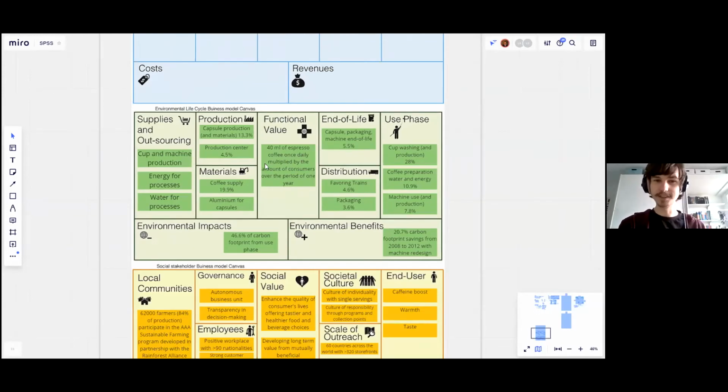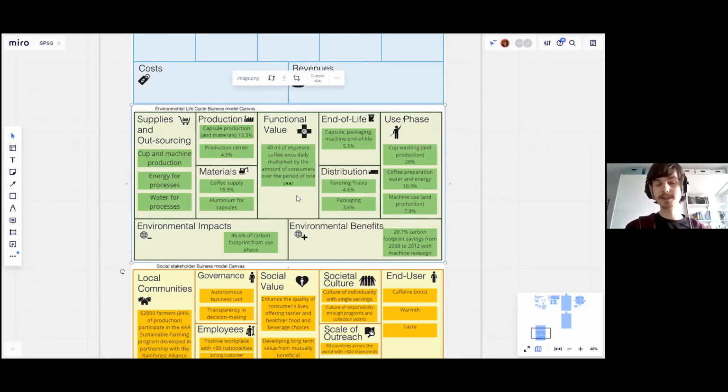So at the center of this layer is the functional value, which is similar to a functional unit in life cycle analysis, which is, for example, in the case of Nespresso, 40 milliliters of espresso coffee once daily multiplied by the number of customers of Nespresso in a year. This makes it comparable between different companies.